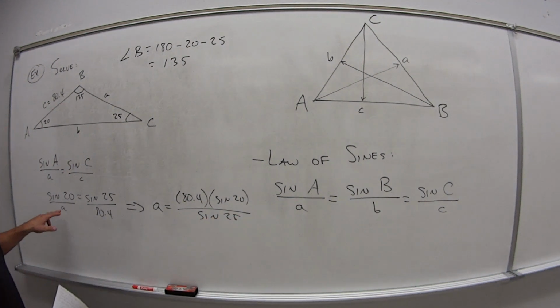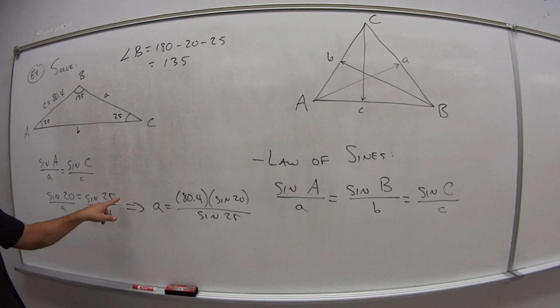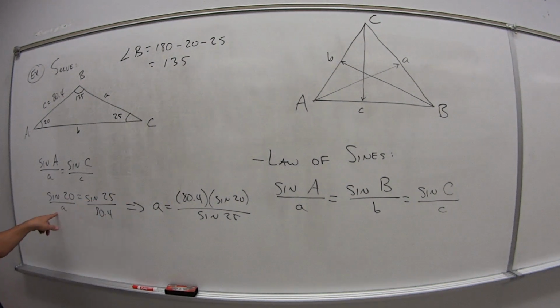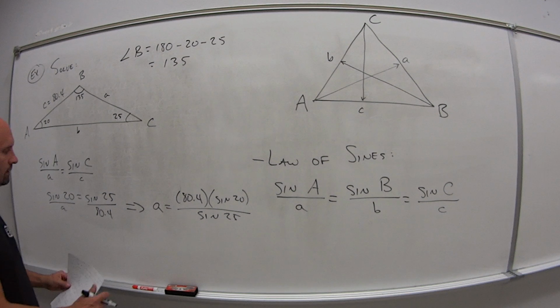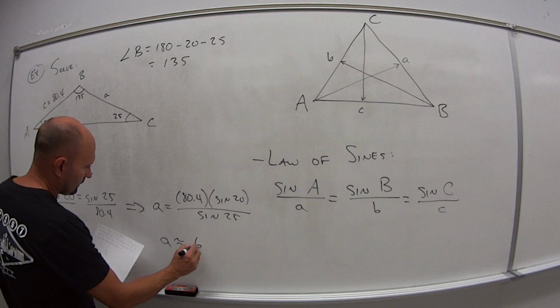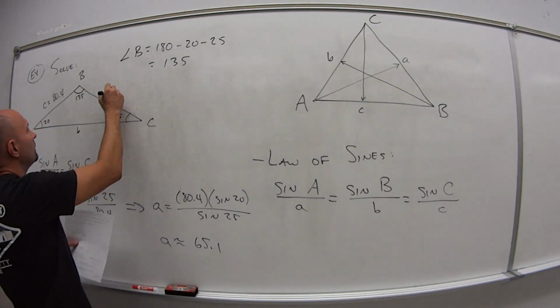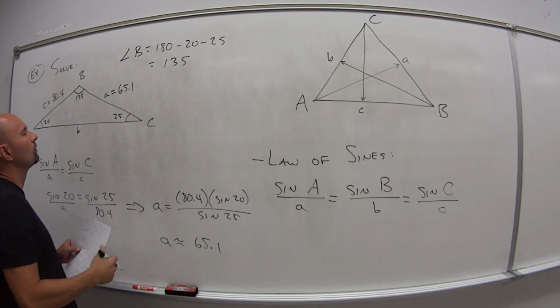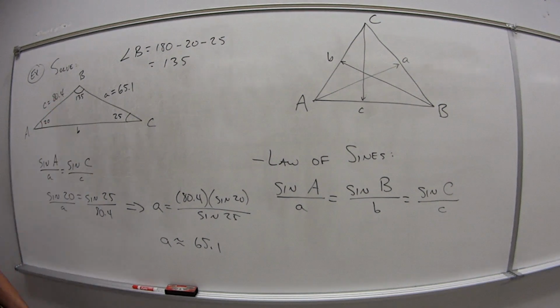So I'm just doing some algebra here. I'm multiplying both sides by A. That cancels out here. I multiply both sides by 80.4. That gives me what I have in the numerator. And then to get A by itself, I divide by sine of 25. So again, we're just trying to solve for A here, use some algebra to move stuff around. So that says that the length of A is approximately 65.1 units. So it could be feet, could be meters, centimeters. We're not given a unit to start, so we just leave it as units at this point.